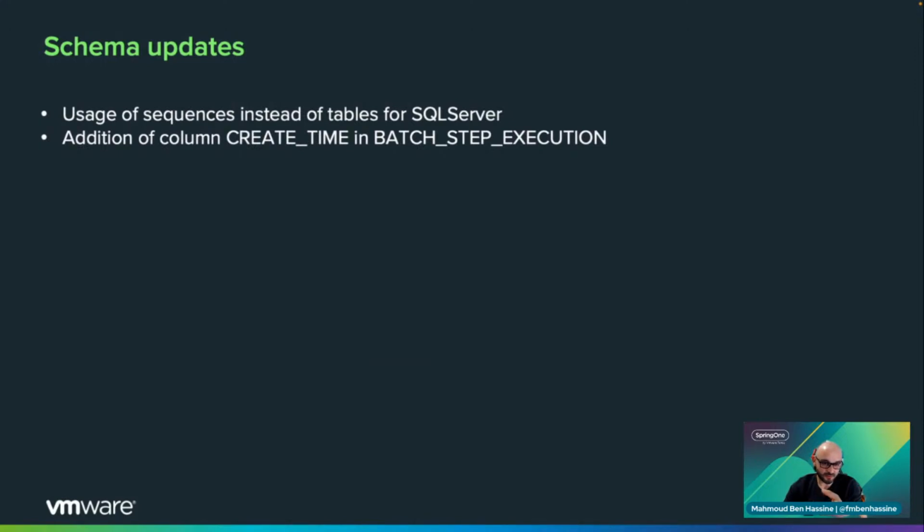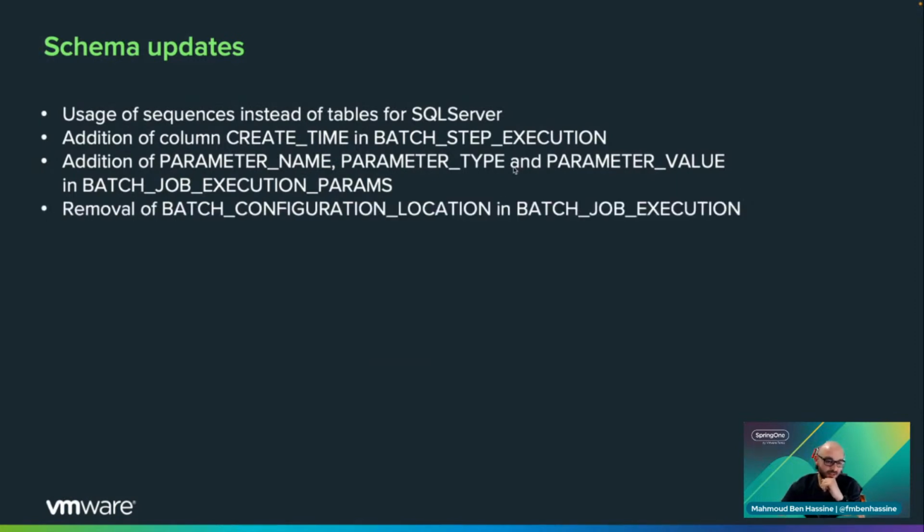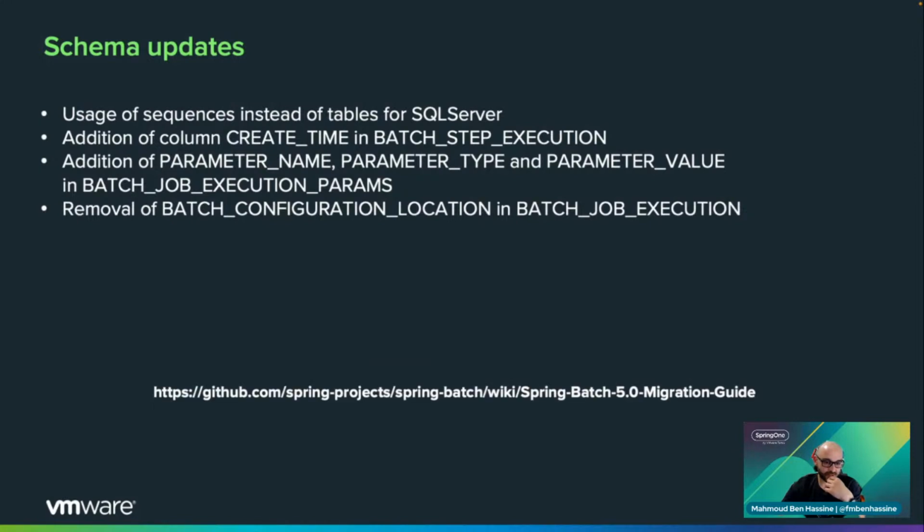We also added a bunch of columns related to other features in different tables. The goal here is not to explain all of them, but to say that if you are migrating to Spring Batch 5, you have to be aware that there are many changes in the DDL scripts. For example, here we added 3 columns in the batch job execution parameters table. This is related to the job parameters feature: parameter name, type, value, and so on. And there are a couple of other changes.